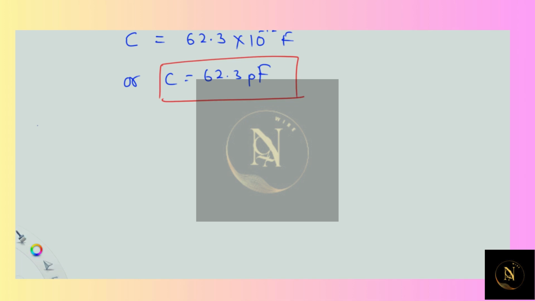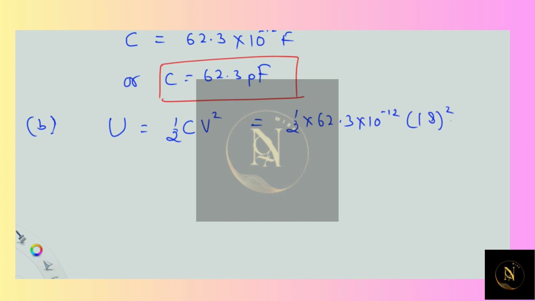Then in the second part of this problem we have to find the electrostatic potential energy stored in this combination of the two plates, and that will be given by U is equal to half C V squared, where C means the net equivalent capacitance. So this is half multiplied by 62.3 into 10 to the power minus 12 multiplied by the square of 18. So this energy is calculated to be equal to 1.01 into 10 raised to the power minus 8 joules. Answer for the second part of this given problem.